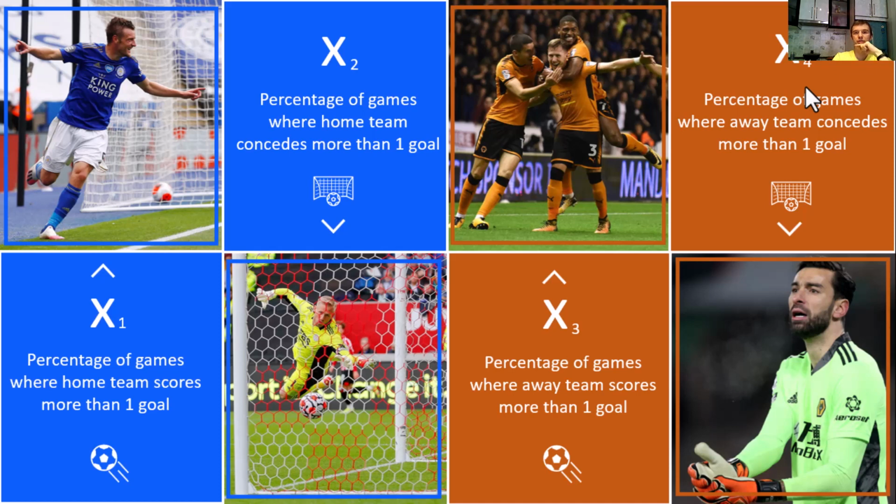In fact, we could add more features, for example, how many games the home team has won when playing at home, or how many games the away team has lost. But for our purpose, for understanding how the model works, 4 features is enough.